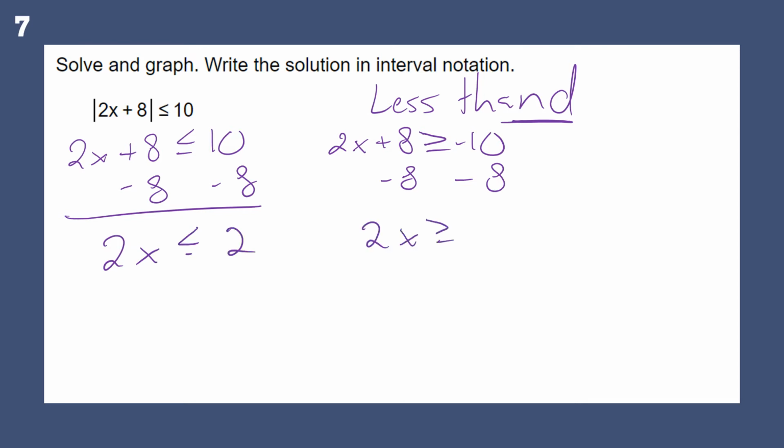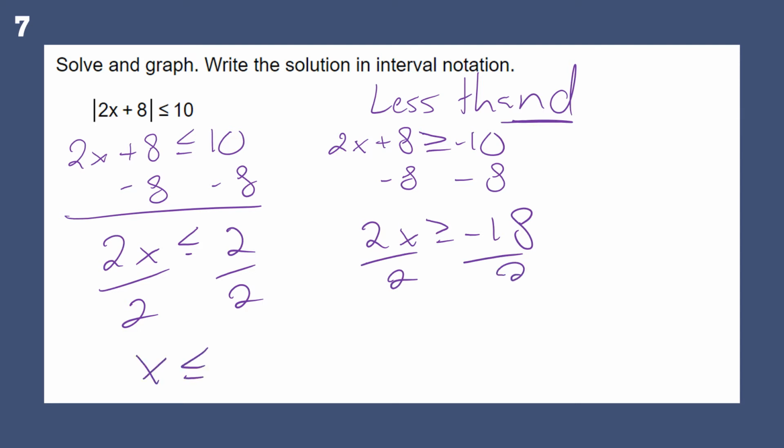2x is greater than or equal to negative 18. I'm going to divide by 2, divide by 2, divide by 2, divide by 2. And I get x is less than or equal to 1, and x is greater than or equal to negative 9. So I have my two graphs, but this isn't an or, this is an and. So unlike an or, where they might go apart from each other, this is actually stuck in between. This is saying that I have all the x's that are greater than negative 9 and less than 1.